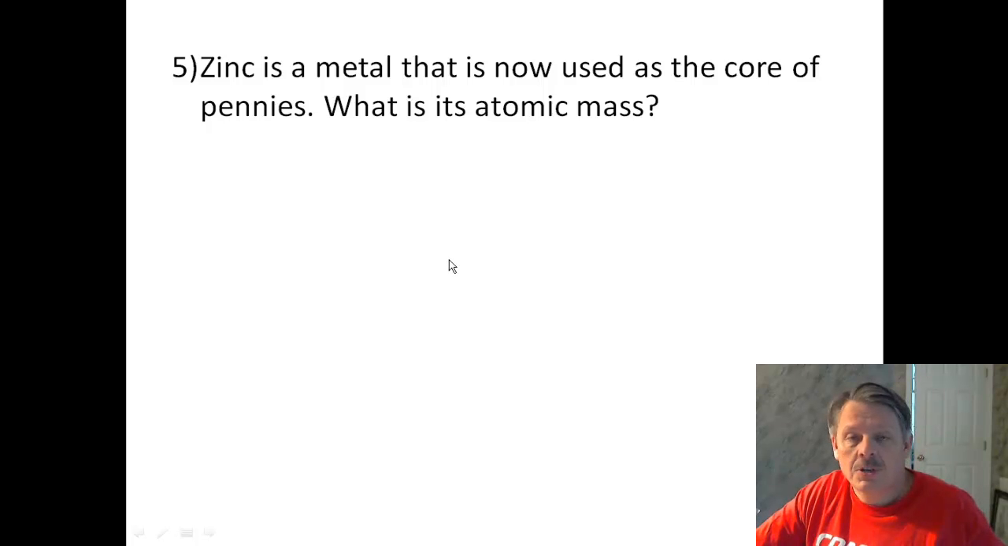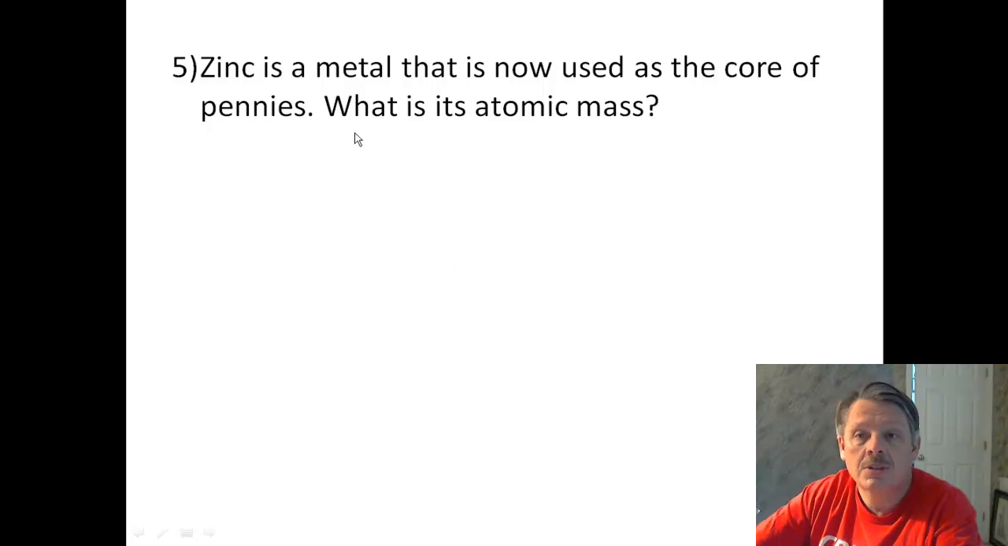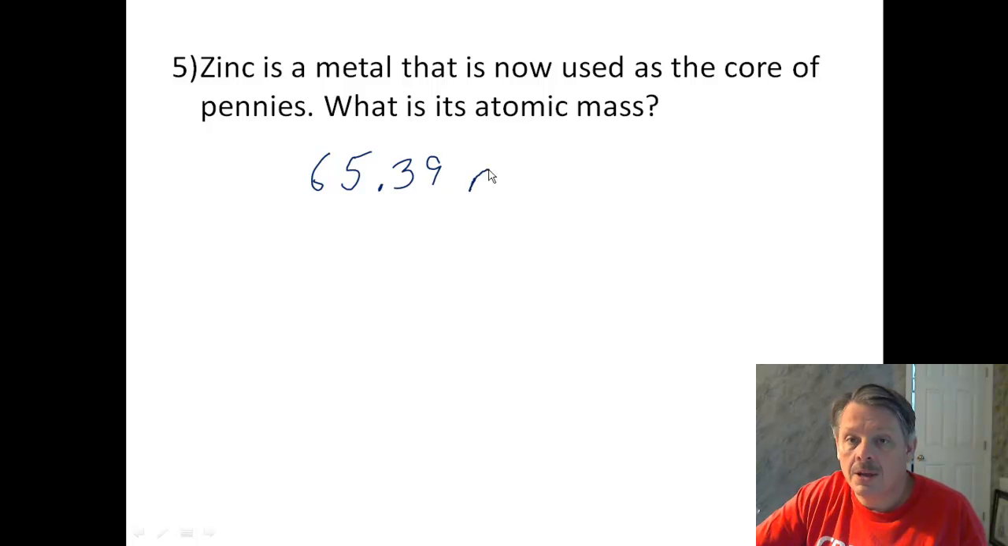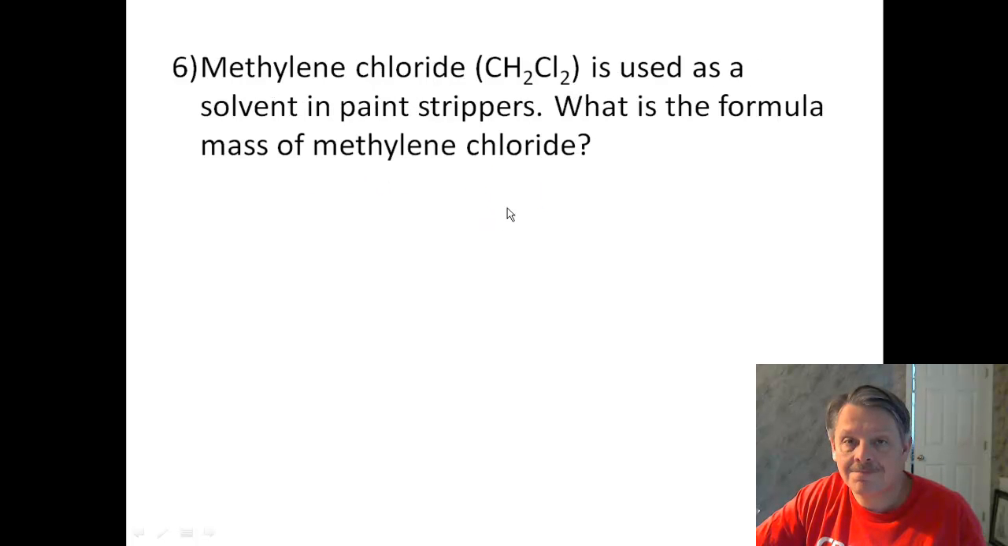So now what you're going to need is your periodic table. So if you haven't done it already, take out your periodic table so that we can look at this. All right. When you look up zinc on the periodic table, it tells you that its atomic mass is 65.39, and our units for atomic mass are always atomic mass units. So make sure you write down atomic mass units.